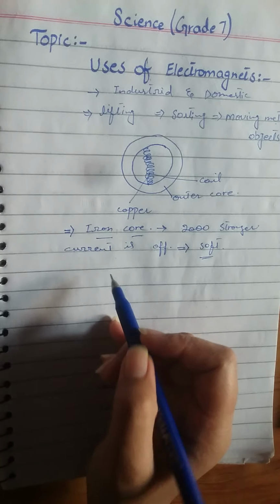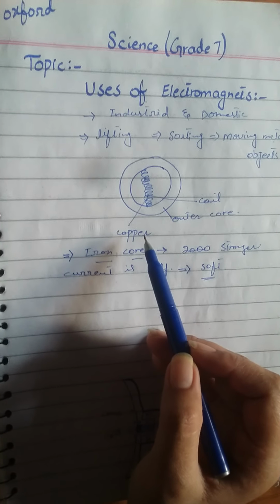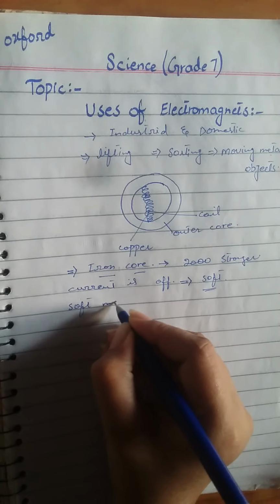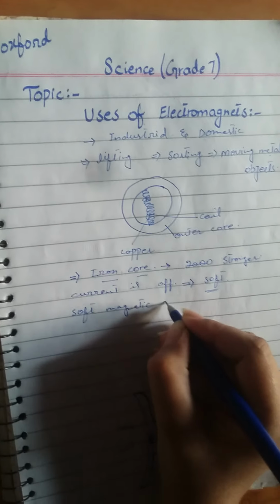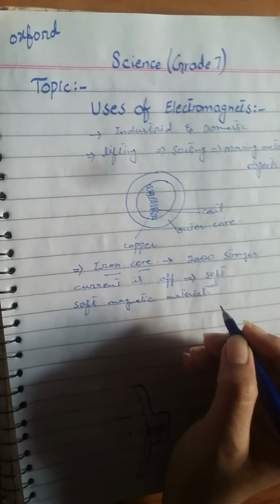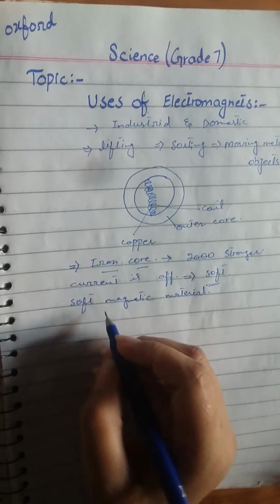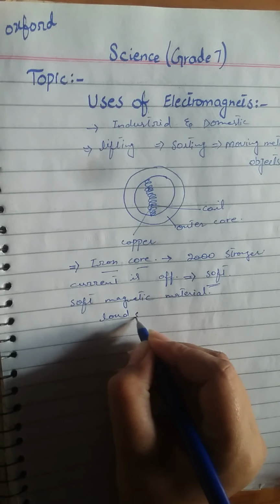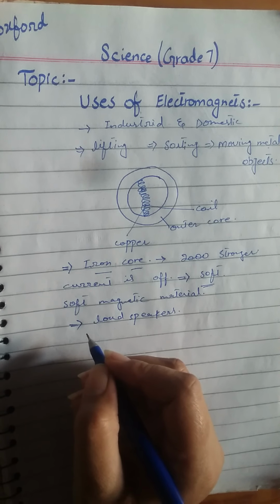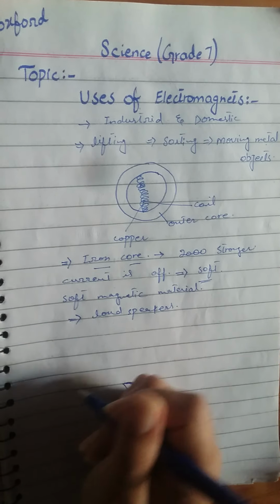Another advantage of this type of electromagnet is that we can separate magnetic materials from non-magnetic materials such as copper and aluminium. We can separate these. Electromagnets are also used in loudspeakers, relays, circuit breakers, and electric motors.